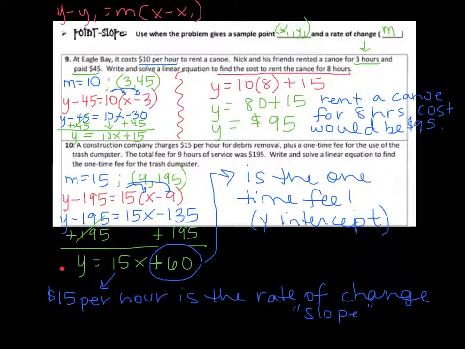Once you have your equation in slope-intercept form, you should be able to answer the question that they asked, which is for you to find that one-time fee for the trash dumpster. Well, we know that the $15 per hour is our rate of change, or our slope in this equation, and that means that this 60 had to be your one-time fee because it was your y-intercept. If you think about it, if I had 0 hours of service, so 15 times 0 would be 0, there was still a $60 fee for the use of the dumpster. So that's how we find our one-time fee.